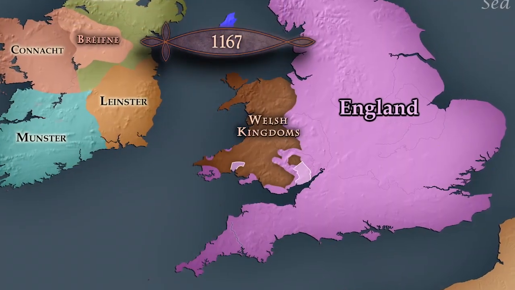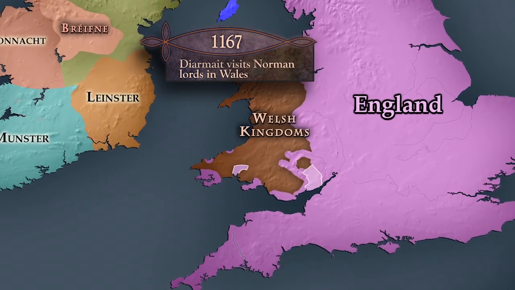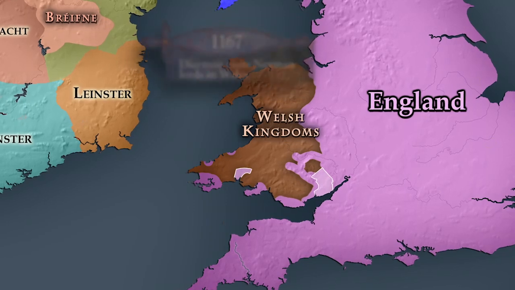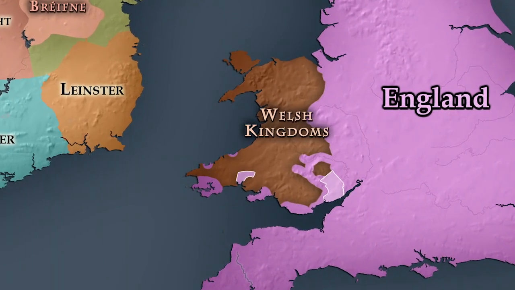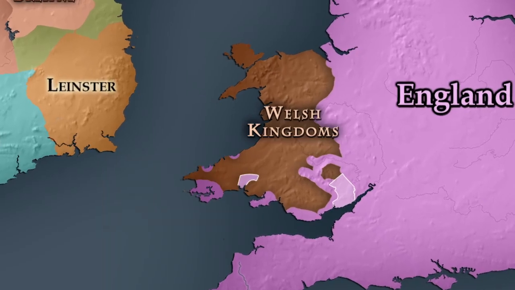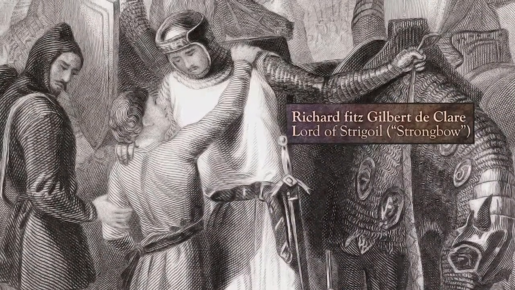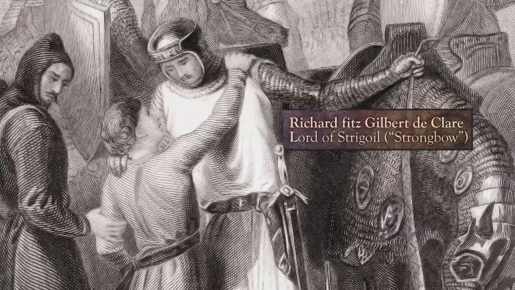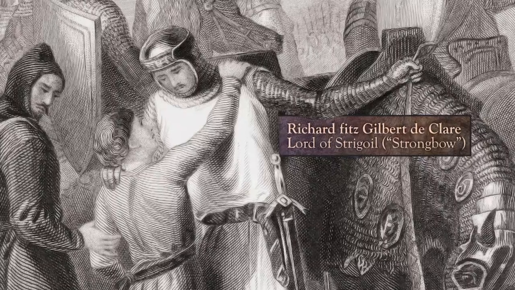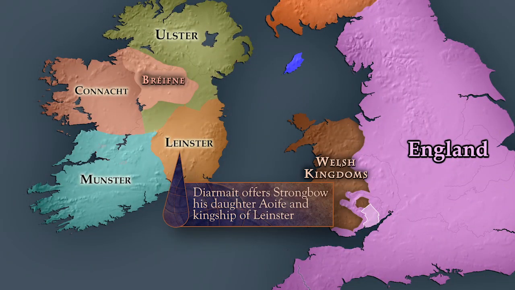So Diarmaid finally wound up in Wales, which had some of the fiercest, most unruly Norman vassals around. This was the ideal place to recruit men for a desperate enterprise. And Diarmaid found one, Richard Fitzgilbert de Clare, Lord of Strigul, known to later generations as Strongbow. Diarmaid offered Strongbow his daughter Aoife in marriage and made him heir to the kingdom of Leinster, if he would come to Ireland and help Diarmaid get Leinster back. Mind you, this would mean disinheriting Diarmaid's sons, but Diarmaid saw Strongbow as the best bet to get his kingdom back, so he staked everything on this Norman Welsh lord.